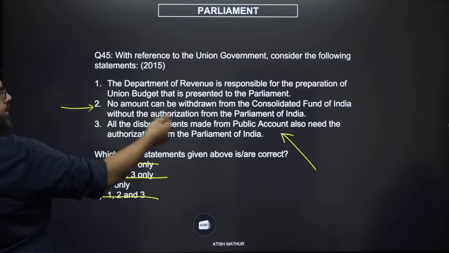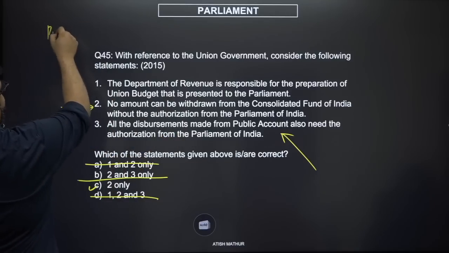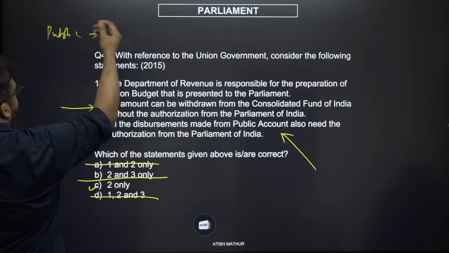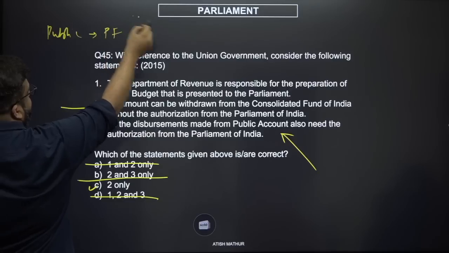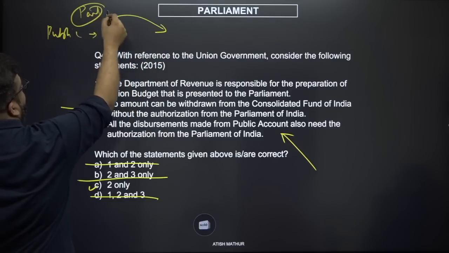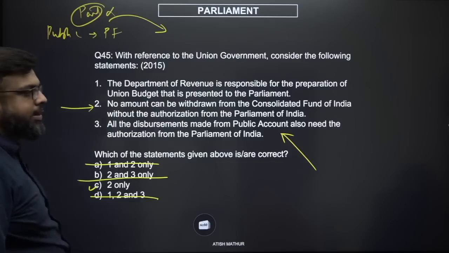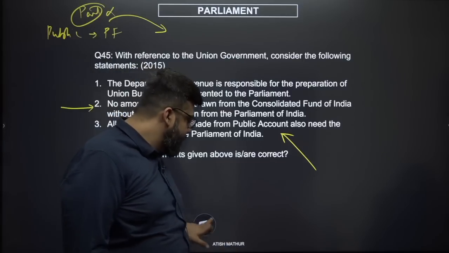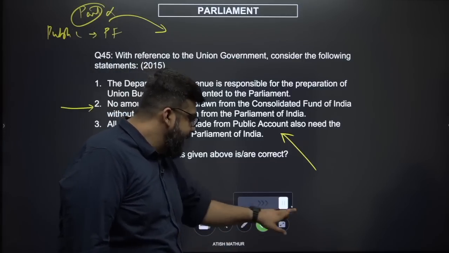So a simple example: the public account of India contains your Provident Fund. If Provident Fund has to be paid, do you require the Parliament to pass a law for it? Obviously no. So the answer is C, 2 only. Okay. The answer is C, 2 only.